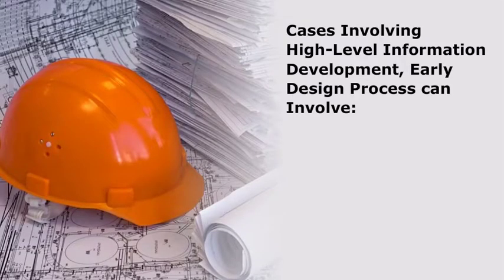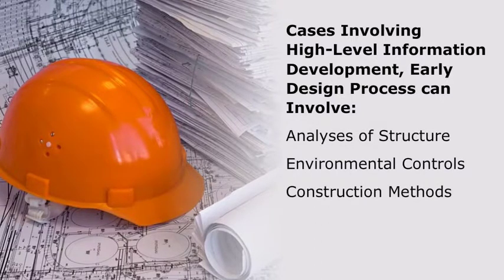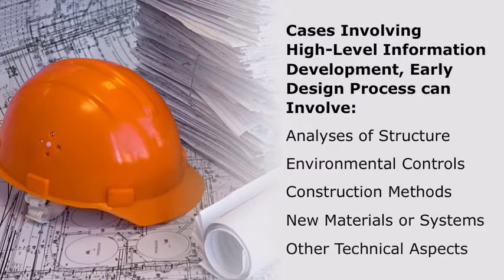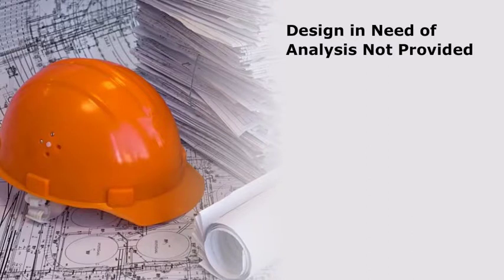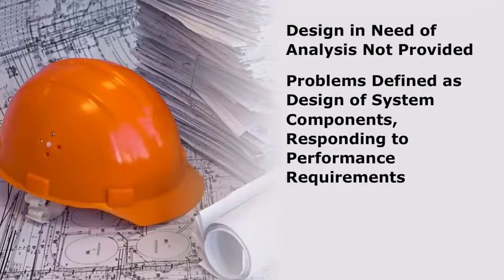In exceptional cases involving high-level information development, the early design process can involve experimental analyses of structure, environmental controls, construction methods, use of new materials or systems, detailed analyses of user processes, or other technical aspects of a building project. In these cases, a design in need of analysis is not provided, but rather problems are defined as the design of newly conceived system components, responding to a new or more articulated set of performance requirements.